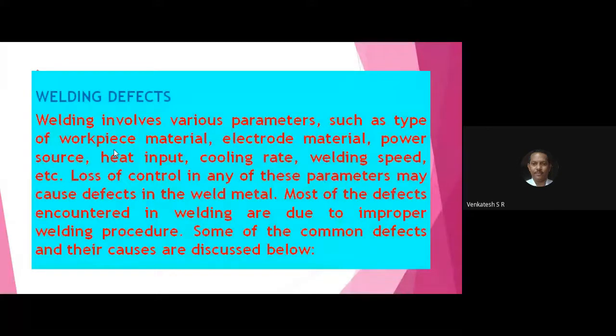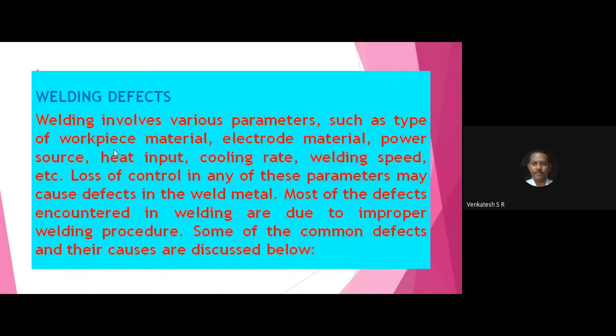See, these parameters: first, the workpiece material, whether it may be stainless steel, mild steel, alloy steel, or any type of steel that you want to join, and the type of electrode material, the power source, and the heat input used to melt the edges of the workpieces, and the cooling rate and welding speed. So these parameters which affect the welding lead to the formation of defects. What are the defects you observe in welding?